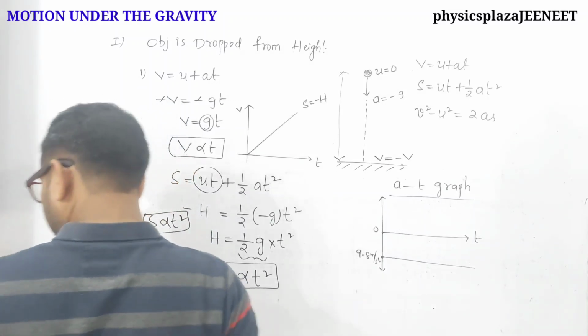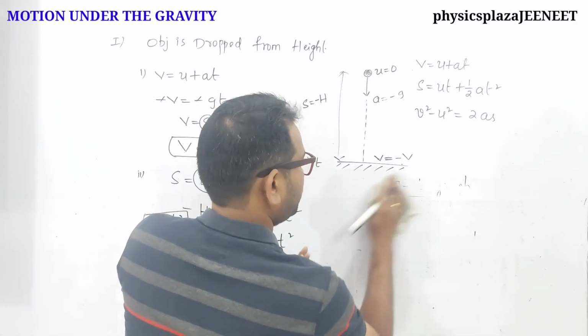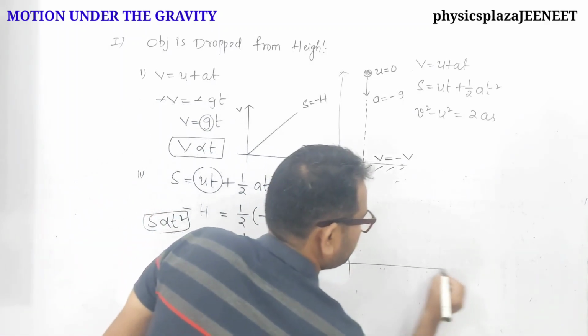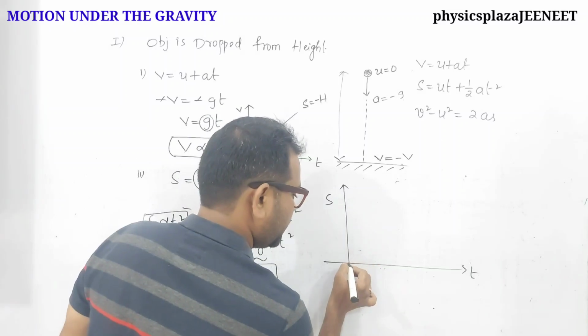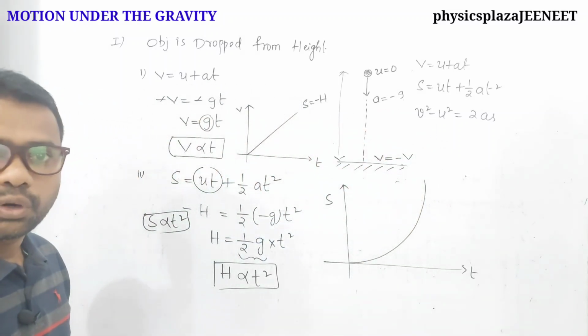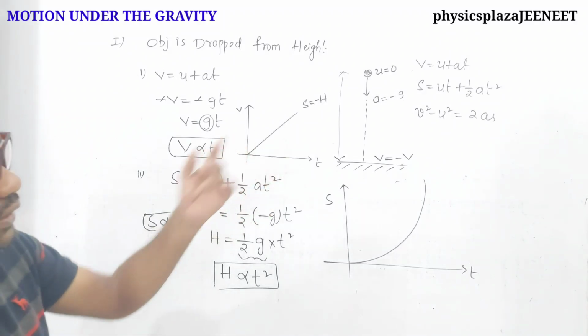So if you make a graph, children, have you copied this? Okay, fine. If you make a graph of displacement against time for a body dropped from a certain height, we get a parabola like this. We get a parabola like this. Clear? Copied? Okay, fine.